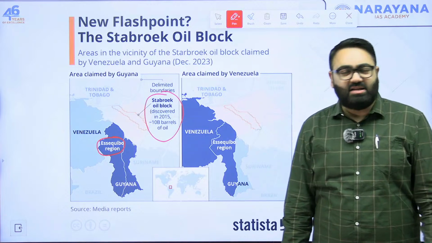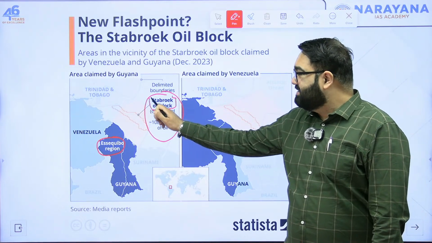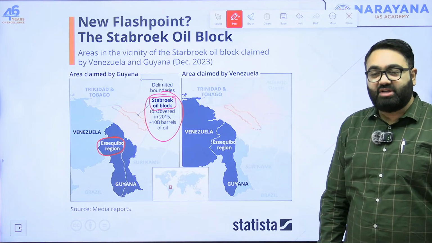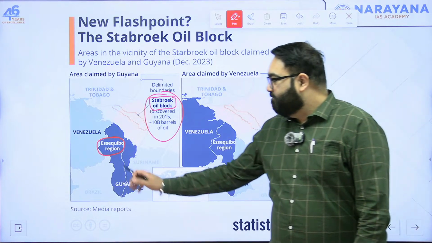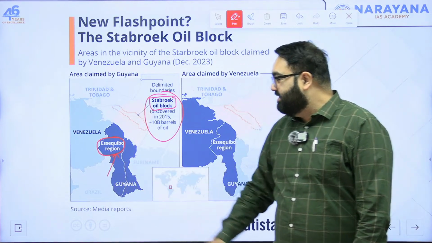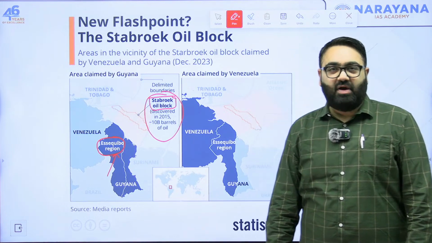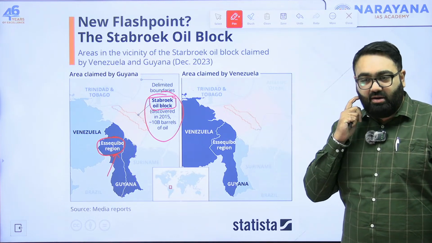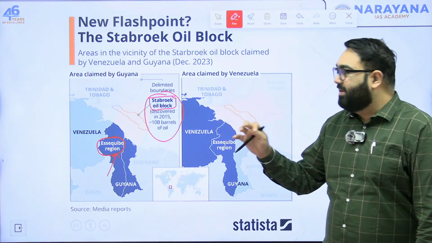For example, they can just ask, Stabroek is a place that was recently in the news, it belongs to which country, or it is in which country. Similarly, they can say, Essequibo region that was recently in the news is in which country. So all of these are Guyana. That's why these kind of things are important, not just for the mains but the prelims exam point of view, because the places in news part remains extremely important.